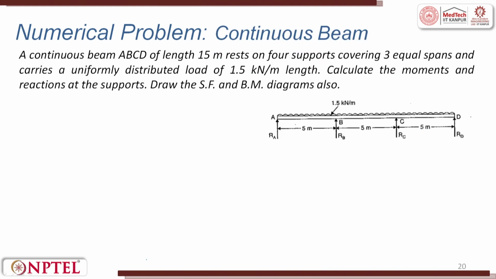Now, let us try to solve a simple problem and understand the behavior of shear force and bending moment for a continuous beam. So, a continuous beam simply supported at A and D, which has supports B and C in between. The distances between AB, BC and CD are all equal, 5 meters. The UDL which is applied is 1.5 kilonewton per meter. So, now let us try to solve this problem for our understanding.